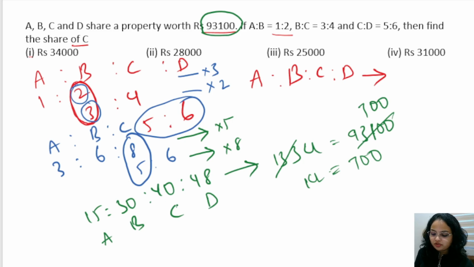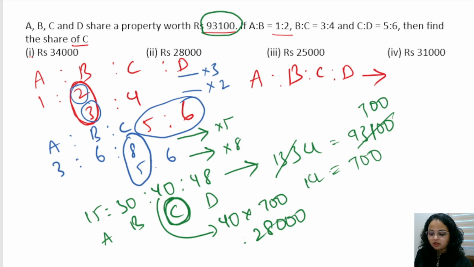So what is the share of C? So C got 40 units. So it is 40 into 700. It is 28,000. Okay, second option.